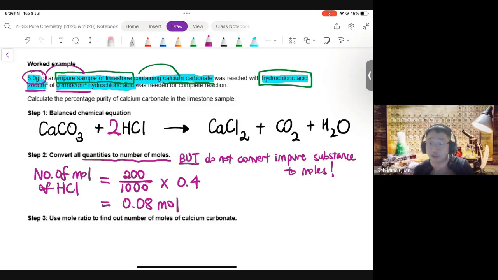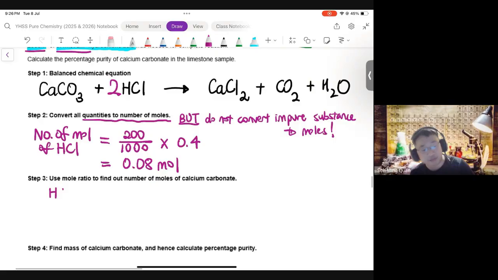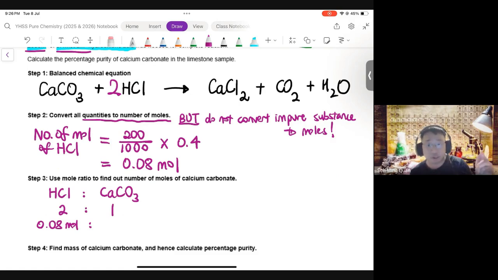So this is the one that we convert to moles because we know that this volume, this concentration relates to HCl. Now, once you have converted to mole, the next step is really to use the mole ratio between HCl and calcium carbonate, which is 2:1. 0.08 moles of HCl is what we computed in the previous step. 2:1 means 0.08 moles is to 0.04 moles of calcium carbonate. This means there was 0.04 moles of calcium carbonate in the stone.